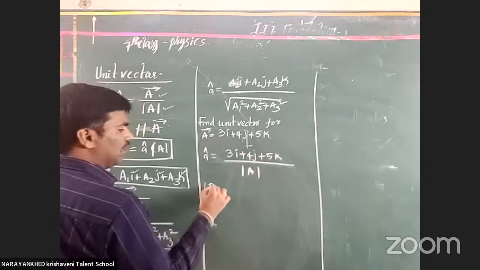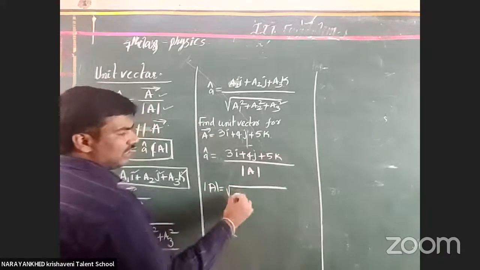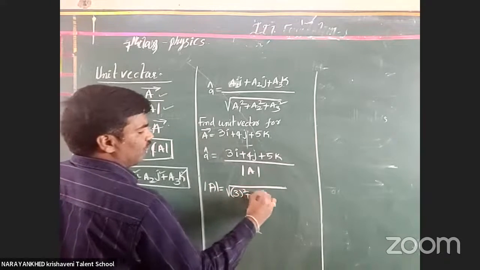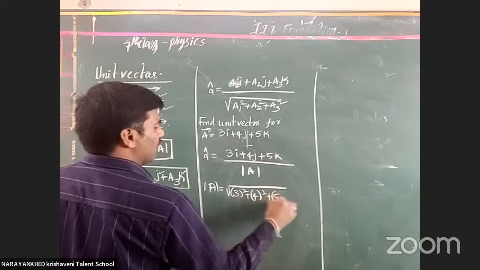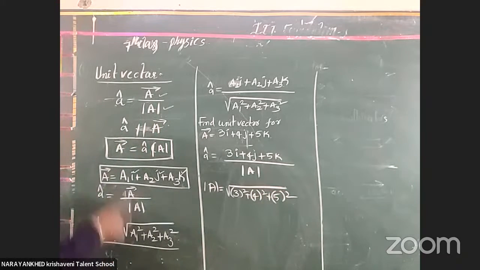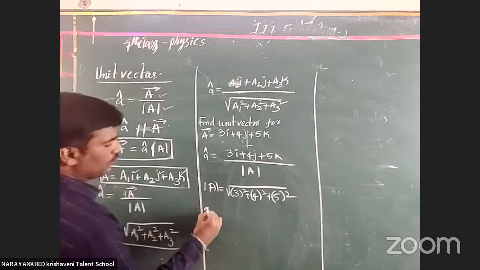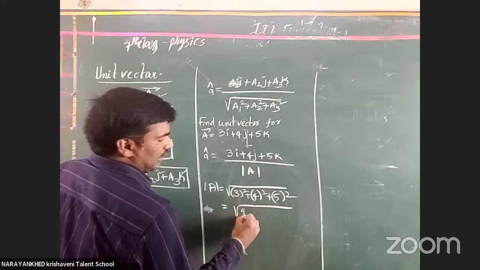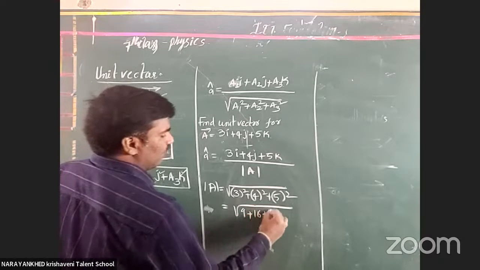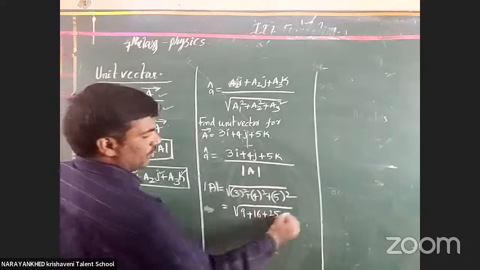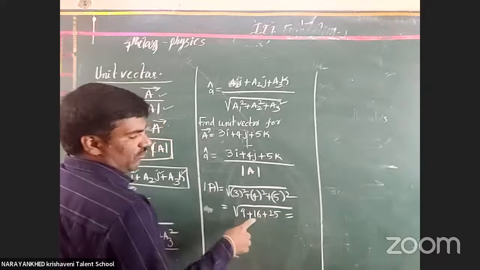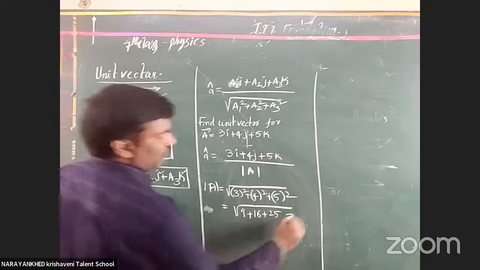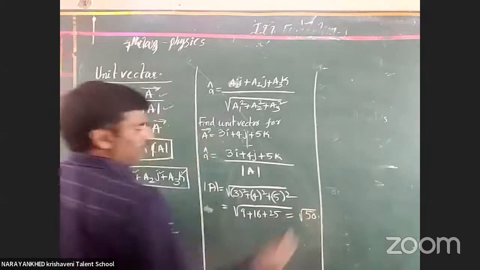What is the mod A here? Mod A is written as the square root of 3 square plus 4 square plus 5 square. Already I have given here A1 square, A2 square, A3 square. Compare this vector with that. Tell me, how much it will be? Under root of 9 plus 16 plus 25. 25 plus 16 is 41, plus 9 is 50. Under root of 50. Got it?